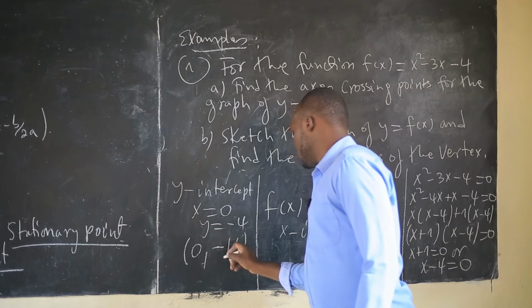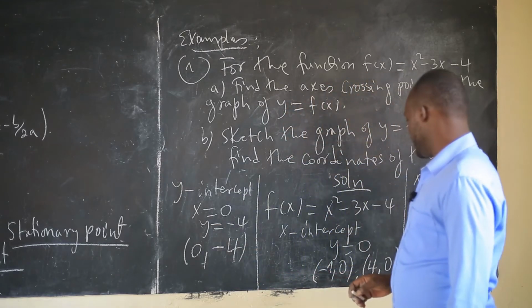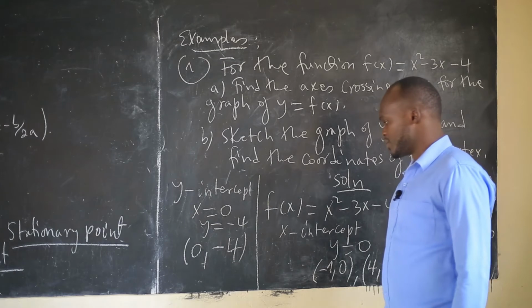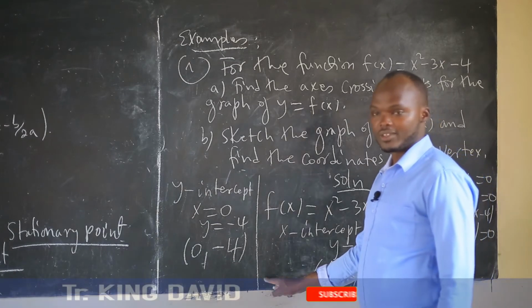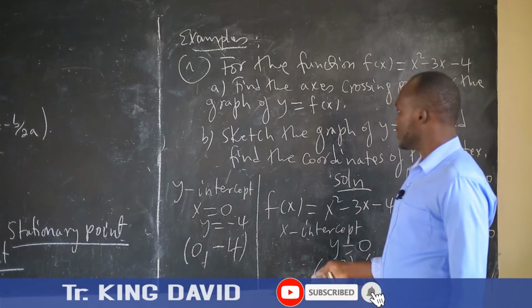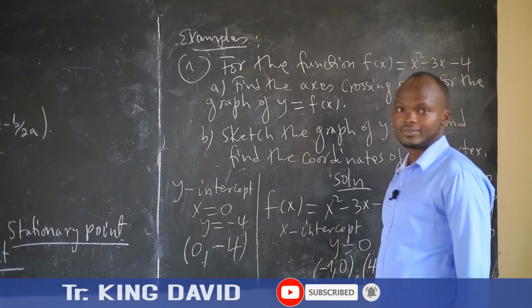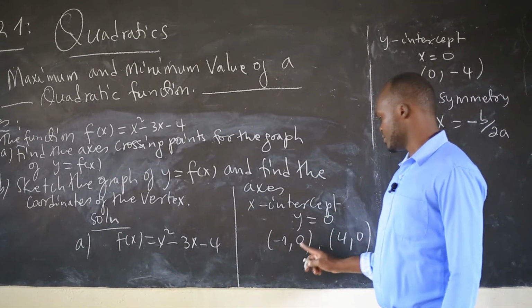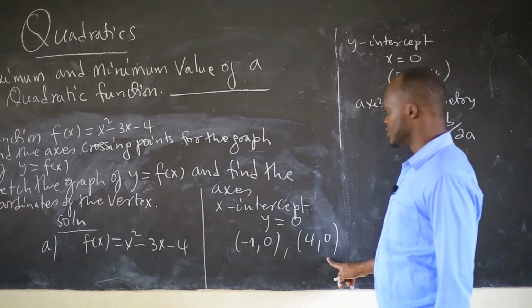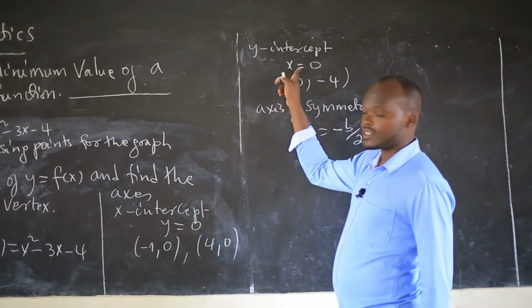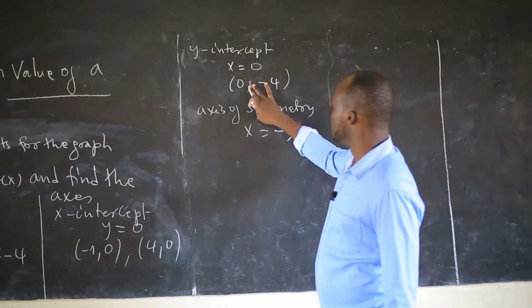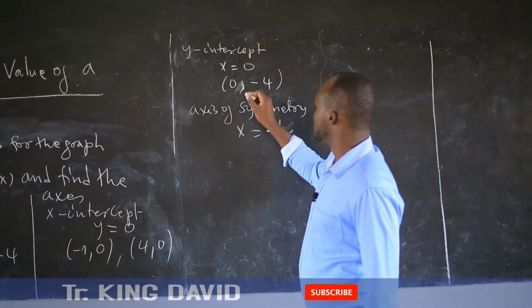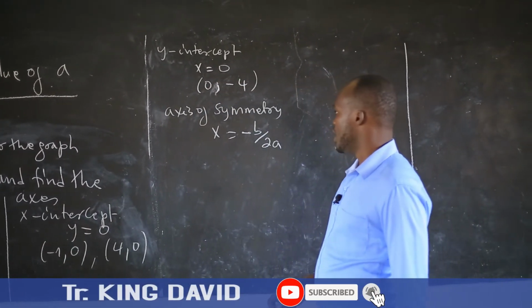What else? We are going to look for the axis of symmetry. So let us find the axis of symmetry so that we complete part A. After getting the x-intercepts, which are (-1, 0) and (4, 0), and also the y-intercept, which is (0, -4), we're going to find the axis of symmetry.